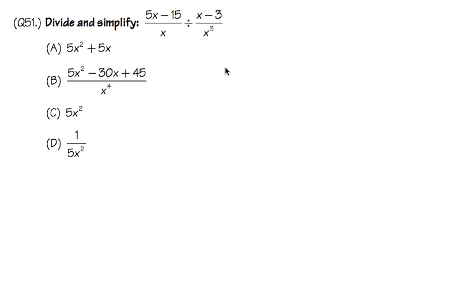Well, we'll keep the first fraction the same. So let me write this down. 5x minus 15 over x, this stays the same. But then we will change the division to multiplication, and then we'll flip the second fraction. So instead of writing down x minus 3 over x to the third power, we'll write this down first. X to the third power, this goes on the top, over x minus 3 on the denominator. Okay? And now, how do we multiply fractions?